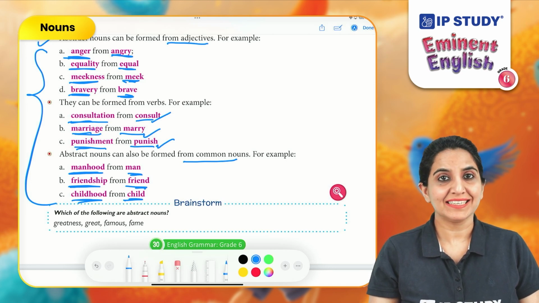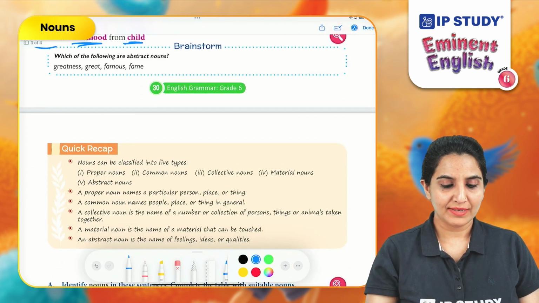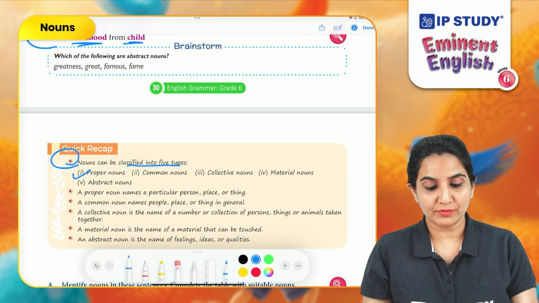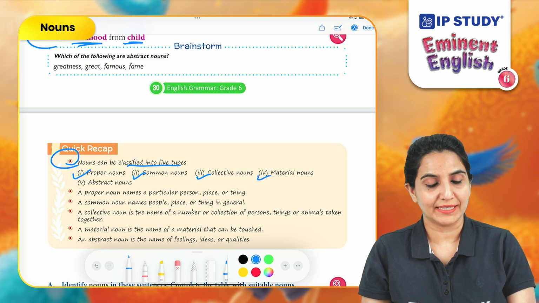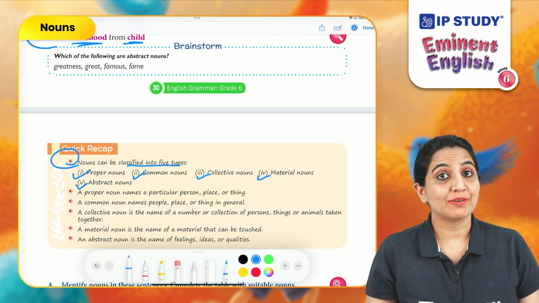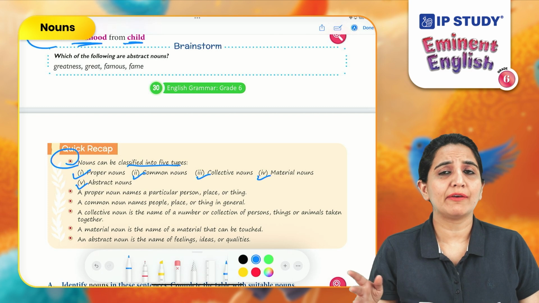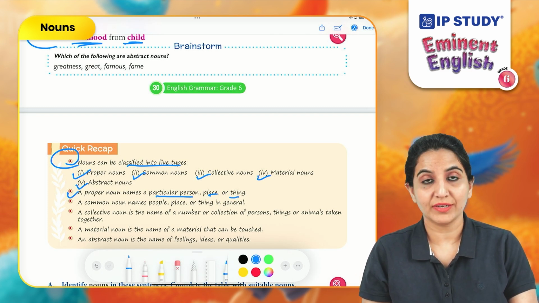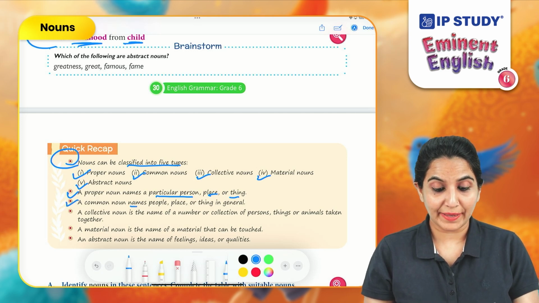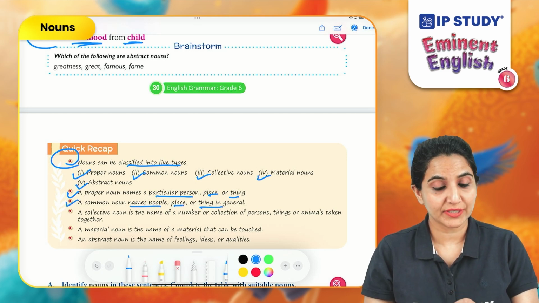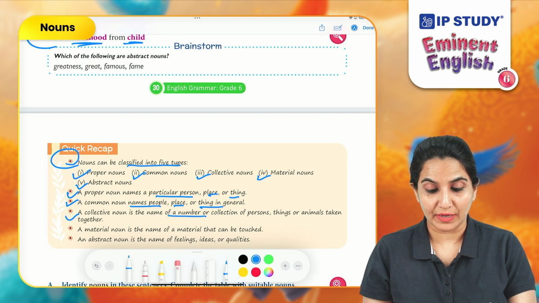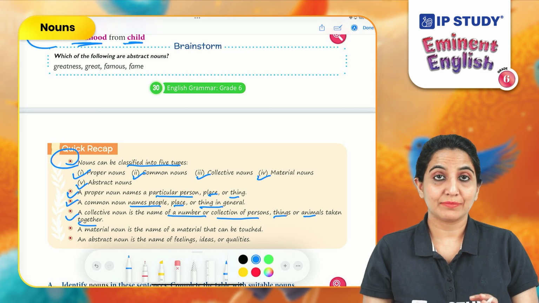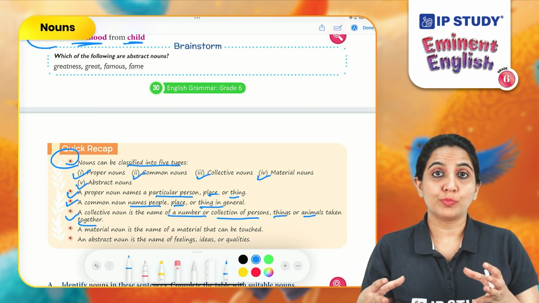Before we end this lesson, let us do a quick recap. Nouns can be classified into 5 types: proper nouns, common nouns, collective nouns, material nouns, and abstract nouns. Nouns are the naming words. They help us to name everything around us. A proper noun names a particular person, place, or thing. A common noun names people, place, or thing in general. A collective noun is the name of a number or collection of persons, things, animals taken together. For example, a troop of monkeys.